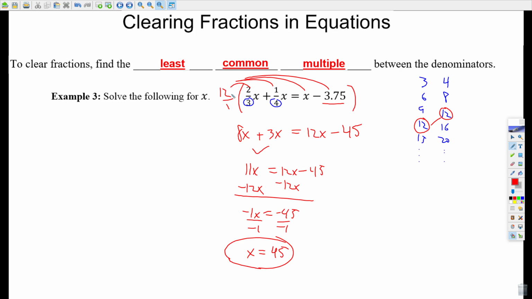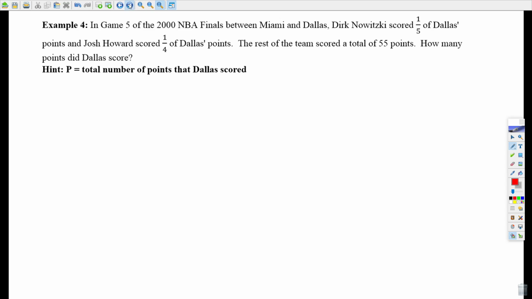The nice thing about doing this is once you find that common multiple and multiply it through everything, we no longer have any fractions. And that's kind of the whole goal of doing that. Let's try another one like that. But now it's going to be a word problem. So we only have 2 more examples left.